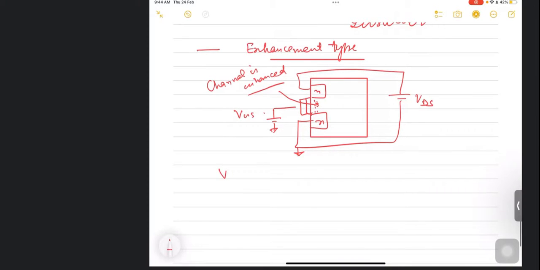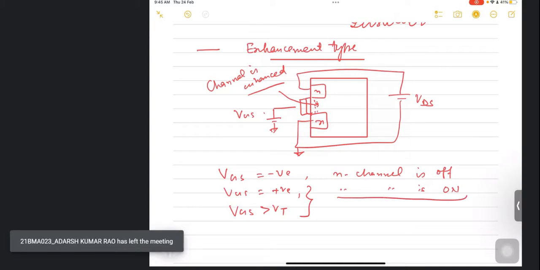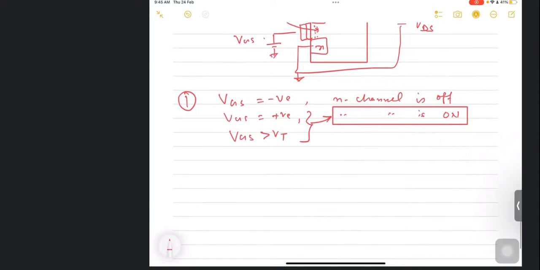So if you see, if VGS is negative, N channel MOSFET is off. And if VGS is positive, N channel MOSFET will start conducting actually. So VGS greater than VT in fact. Only then it is turned on. Am I right? Okay. Yes, sir. Right? So this is true for N channel MOSFET.